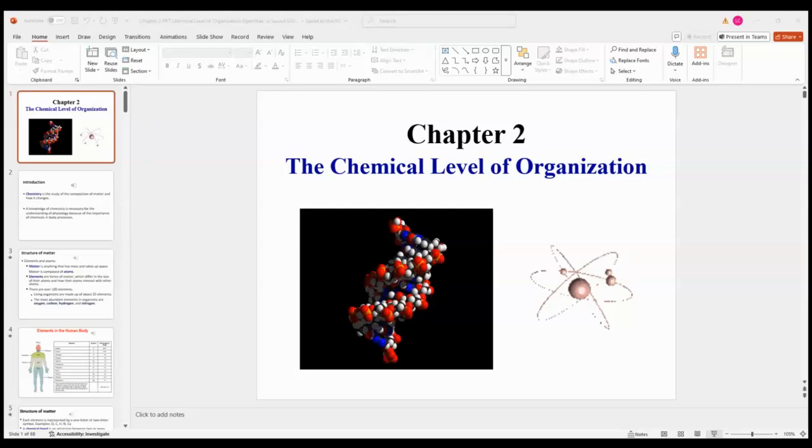So we need to remember: the first shell holds up to 2, the second shell holds up to 8, the third shell holds up to 8. And that's important. We'll see why in a minute. But first, let's go back to the periodic table again.